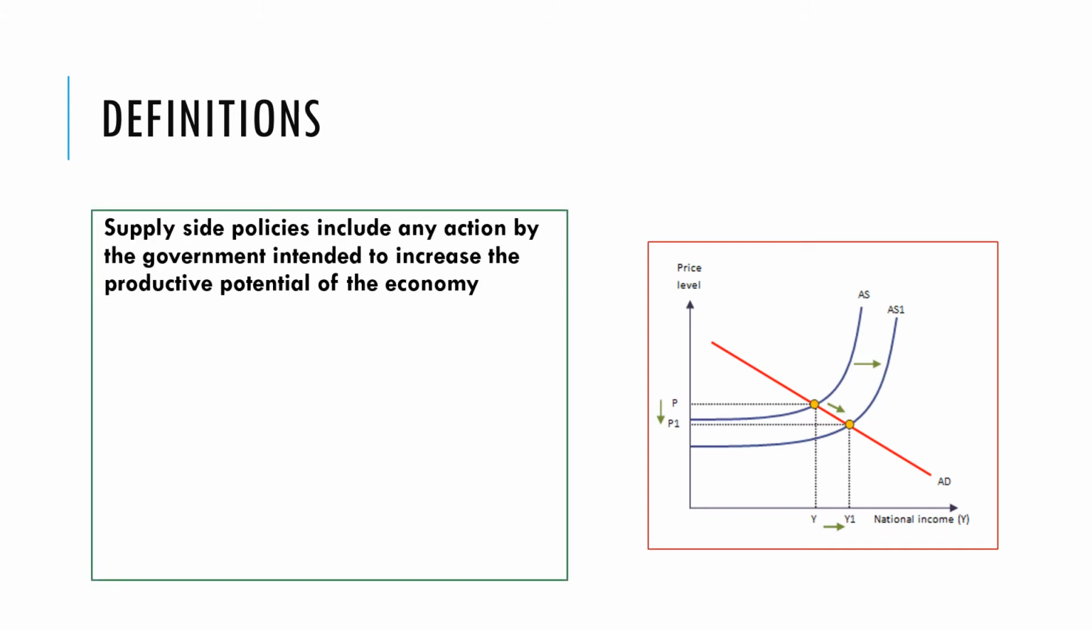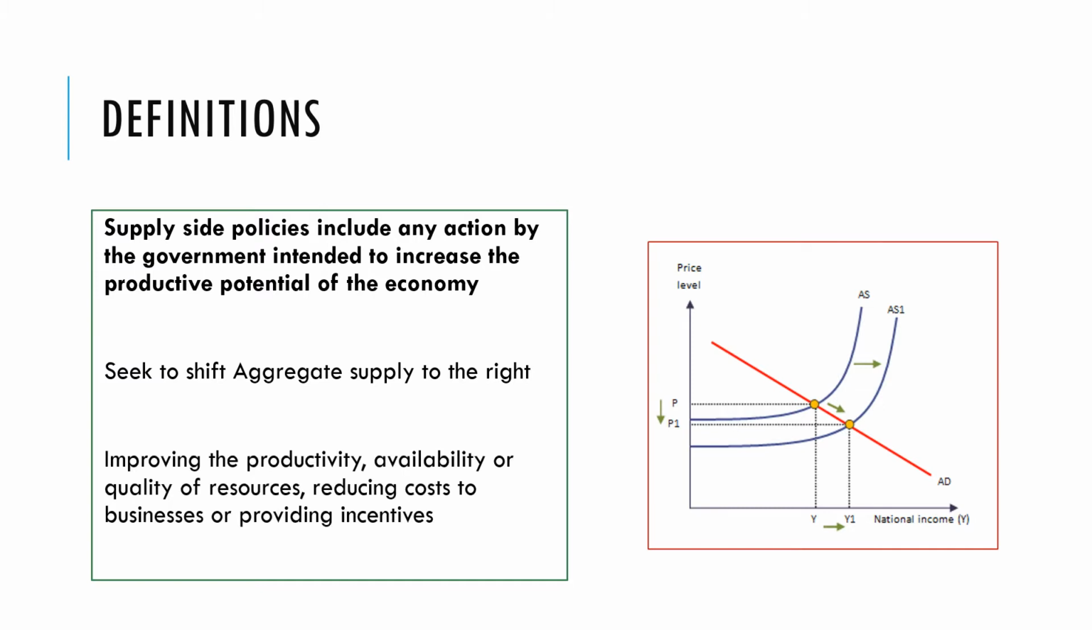A supply side policy includes any action by the government intended to increase the productive potential of the economy. In effect, what we're trying to do is increase the level of aggregate supply within the economy. And in our ADAS diagram, this would be shifting the AS curve to the right. This can be done by improving the productivity, availability, or quality of resources, reducing costs to businesses, or providing incentives for business to increase their willingness to produce.